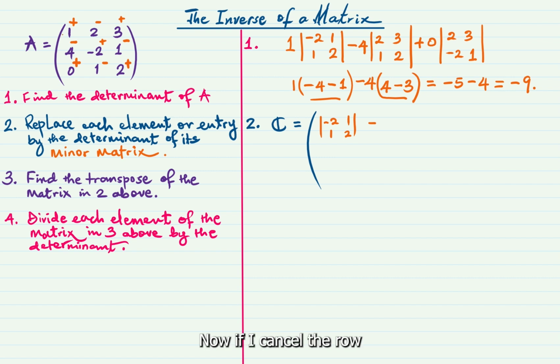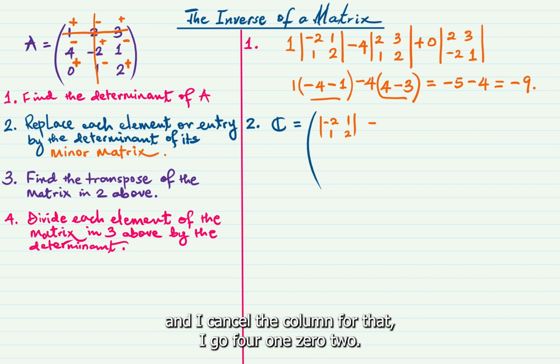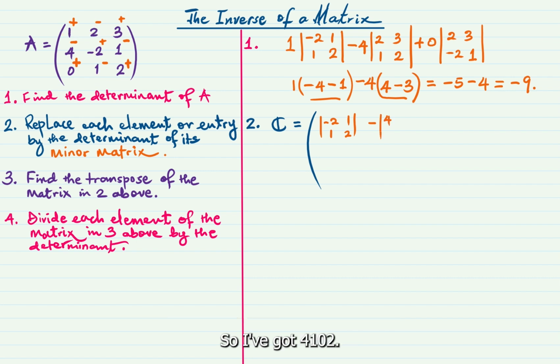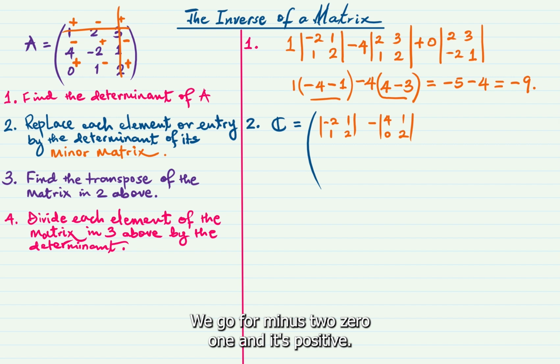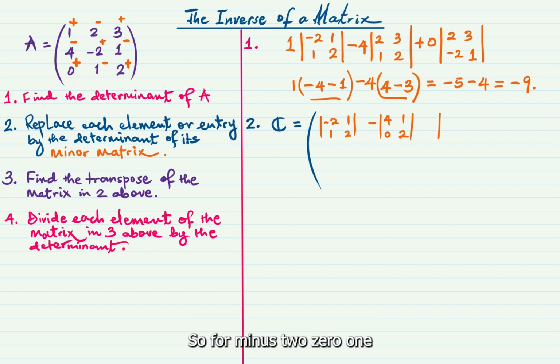Now if I cancel the row and I cancel the column for that, I've got 4, 1, 0, 2. So I've got 4, 1, 0, 2. And for the element 3, cancel its row, cancel its column, we got 4, -2, 0, 1. And it's positive. So 4, -2, 0, 1.